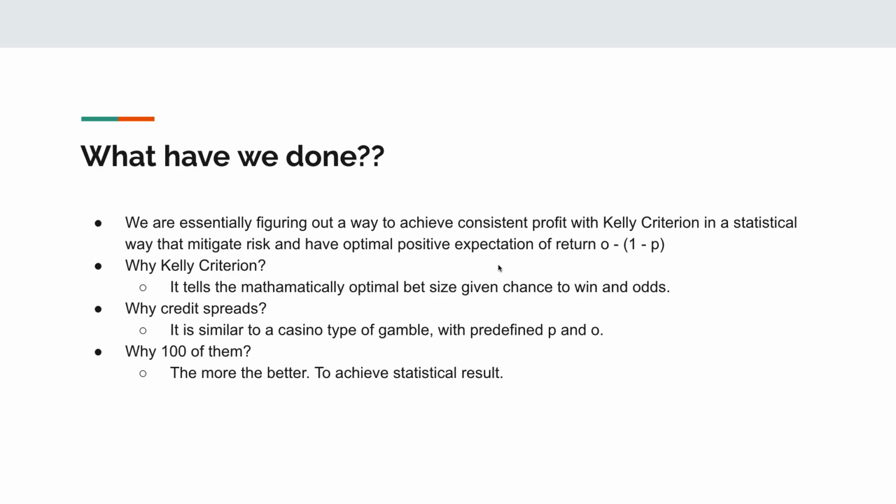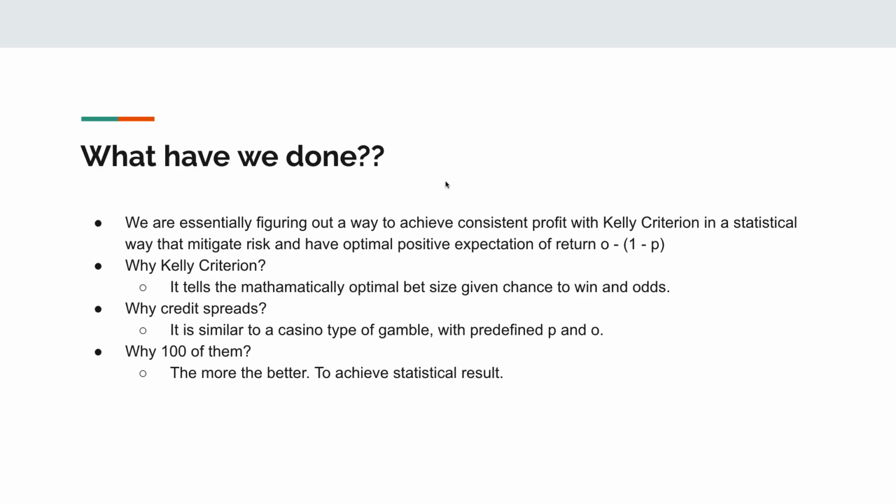So let's take a look and see what we have done here. We're essentially just figuring out a way to achieve consistent profit with Kelly Criterion in a statistical way that mitigates risks and has optimal positive expectation of return, which is equal to O times P minus (1 minus P). You may wonder why Kelly Criterion? Because it tells the mathematically optimal bet size given the chance to win and the odds.